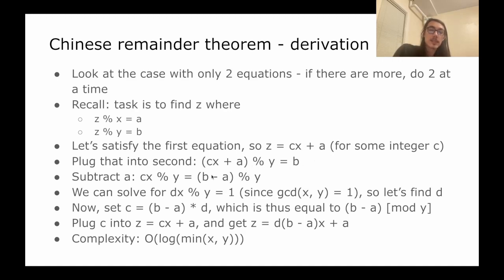We subtract a from both sides. And now this is cx mod y, which is equal to saying cx is equal to b minus a mod y. Now, what if b minus a was 1? Then we could simply find the modular inverse of x. Since we know x and y are coprime, which is part of the input, we can use the extended GCD algorithm to find the modular inverse of x.